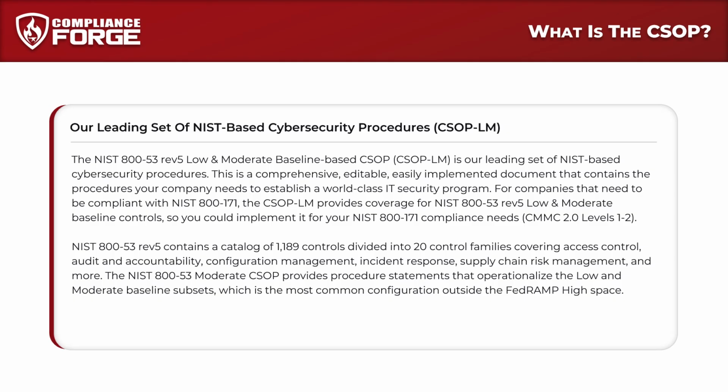Levels 1 through 2. NIST 853 Revision 5 contains a catalog of 1,189 controls, divided into 20 control families, covering access control, audit and accountability, configuration management, incident response, supply chain risk management, and more. The moderate CSOP provides procedure statements that operationalize the low and moderate baseline subsets, which is the most common configuration outside the FedRAMP high space.